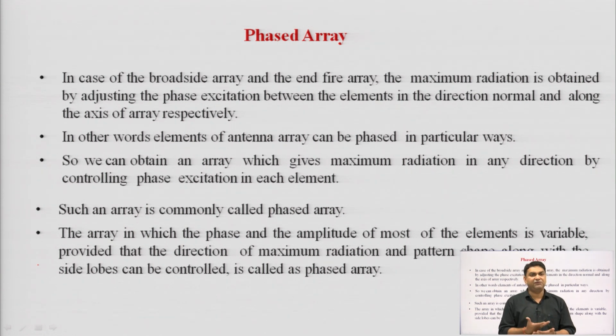The term phased implies that the phase of the individual elements of the antenna array can be adjusted to get greater directivity or the desired output. The array in which the phase and the amplitude of most of the elements are variable, provided that the direction of maximum radiation and pattern shape along with the side lobes can be controlled, is called the phased array. In today's lecture, we will discuss different kinds of such antenna array systems in which the control of the radiation pattern is based on the phase of the different elements of the array system.